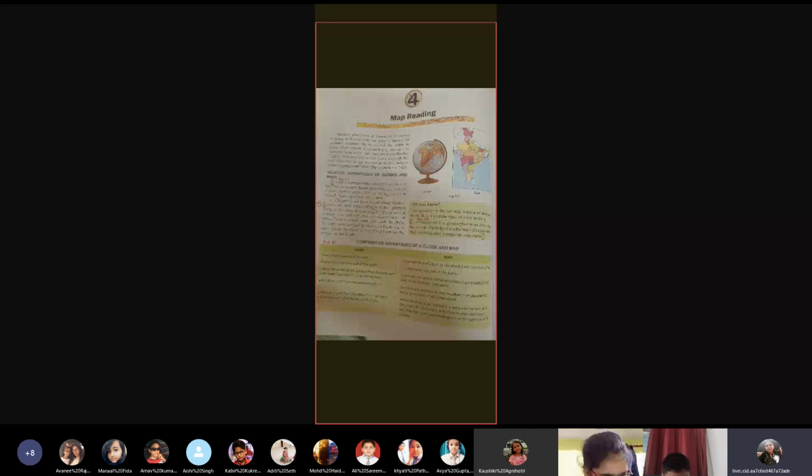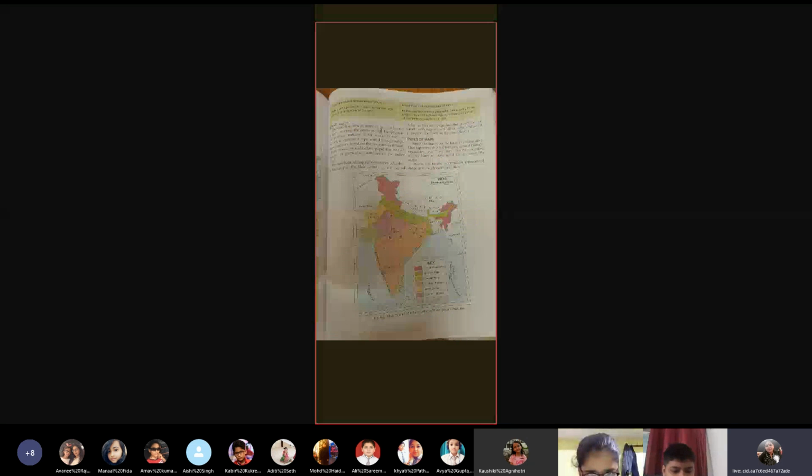Now, E1 tells you the question is: differentiate map and globe, explaining their comparative advantage. So, E1, this is the answer. 1, 2, 3, 4, 5 on this page and 6, 7 on this page. 7 jotters they are. Okay, so 7 jotters you are supposed to write for E1.